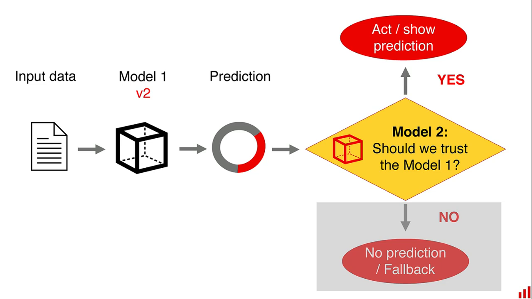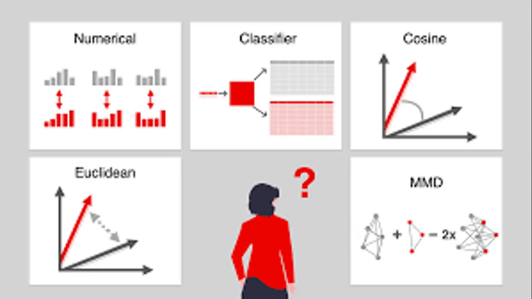Model 2. Should we trust model 1? No. No prediction, or go back. Numerical classifier, cosine, MMD, Euclidean? Which is suitable, which will you use?